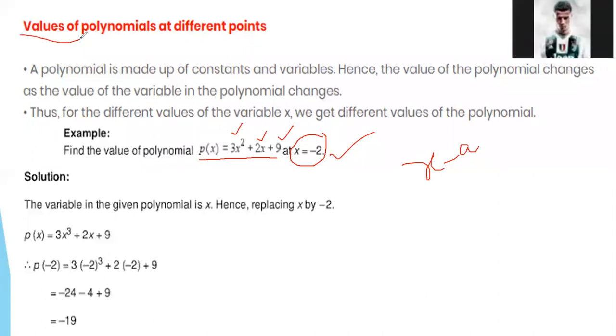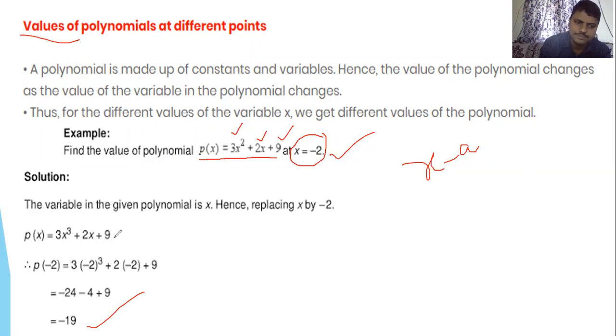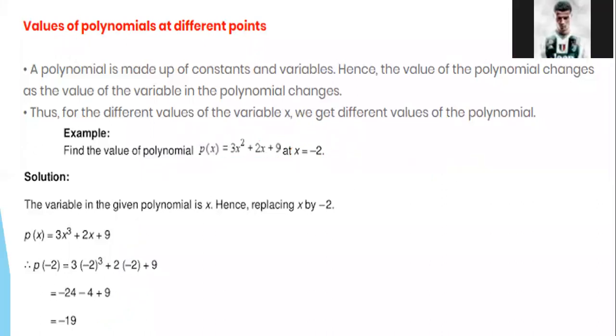Wrong answer, 17. Sir, 18. Why 18? See that answer. Sir, in the question it's given square, but here it's cube. Oh, okay. Take it as cube, children. Sorry. 3x cube plus 2x plus 9. Take cube and start. Minus 19. Yes.